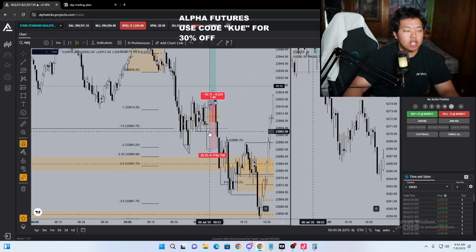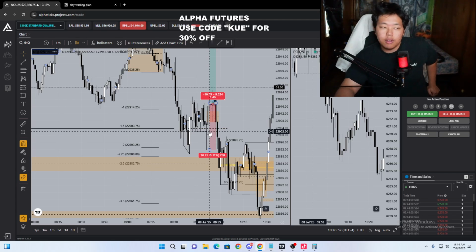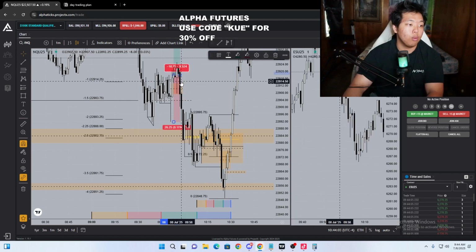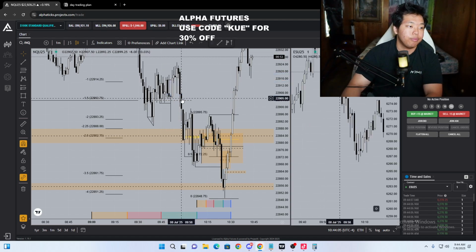So I lost about $700 on this trade. I went pretty heavy on this trade, but yeah. After that, I was like, okay, look, I'm gonna wait here. We ended up going lower.